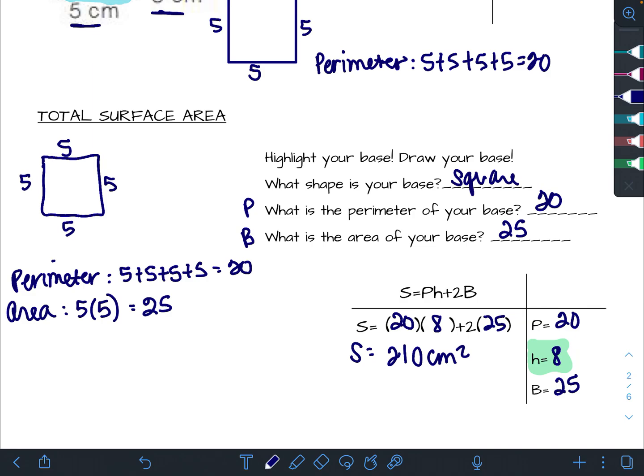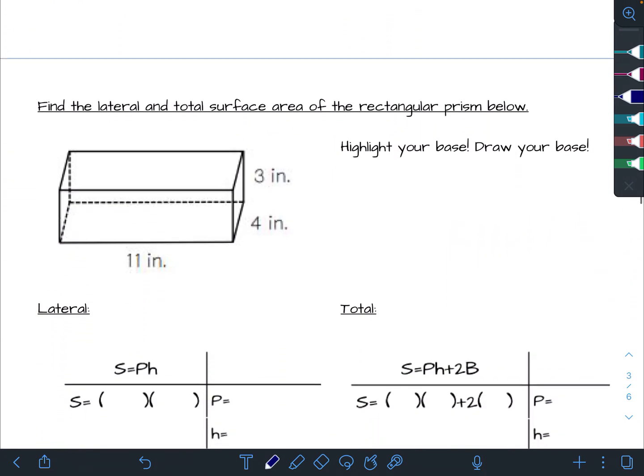Okay, so let's look at another problem. Again, I'm going to highlight my base just because that helps me see what numbers are associated with my base. So I know this 11 and 4 are dealing with my base, and I know this 3 is the height of my prism.